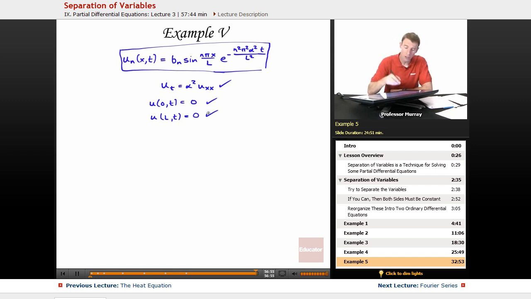Now there was one more condition, which was the initial condition, U of x, 0 is equal to f of x. And what we haven't done yet is satisfy that initial condition. So that's actually going to take quite a bit of work. That's going to be the content of the next couple of lectures here on Educator.com, where we're going to finish off the solution of the heat equation. We're going to try to make it match that initial condition. So I hope you'll stick around and watch those lectures so we can finish solving the heat equation together.